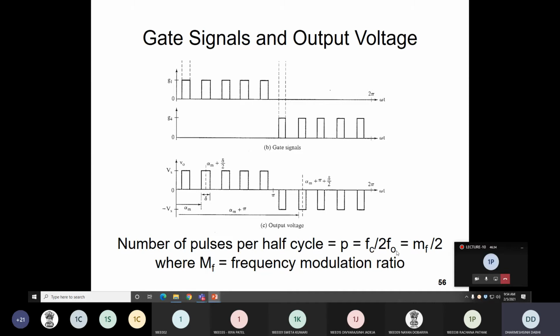Suppose your fundamental F0 is 50 Hz. So Fc is how much? Can you say Fc? 250 times, or 250 Hz, or 500 Hz. Yes. In this example, you get the 5 pulses per half cycle.